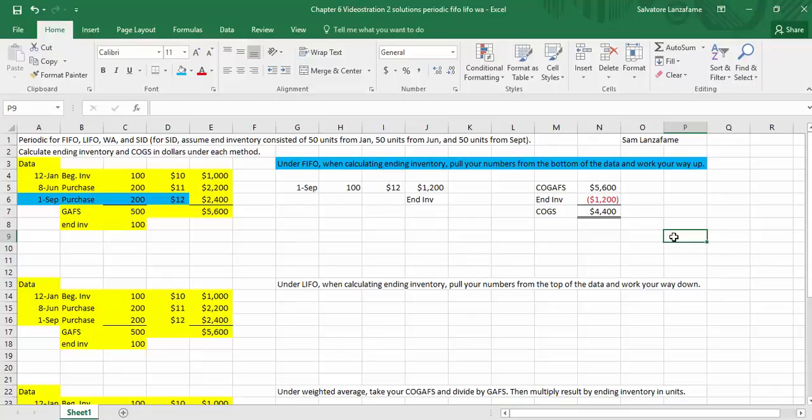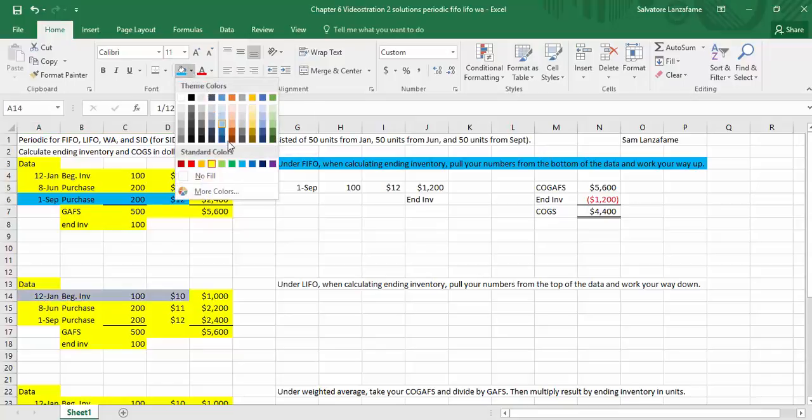So now let's go to LIFO. LIFO is going to be exactly the opposite. It says under LIFO, when calculating ending inventory, pull your numbers from the top of the data and work your way down. So again, I want to acknowledge that there's 100 units in inventory. So let's go ahead and figure this one out. I'm going to start at the top and work my way down. So I want the first 100 that I see from the top.